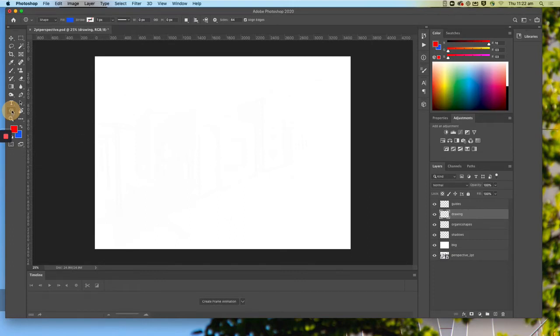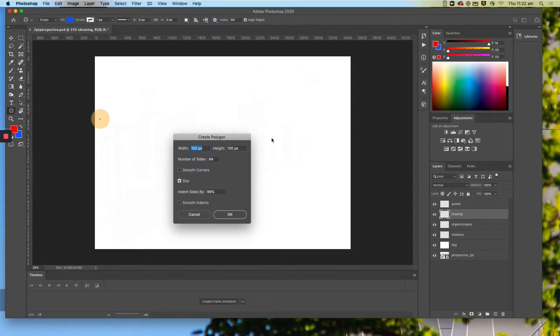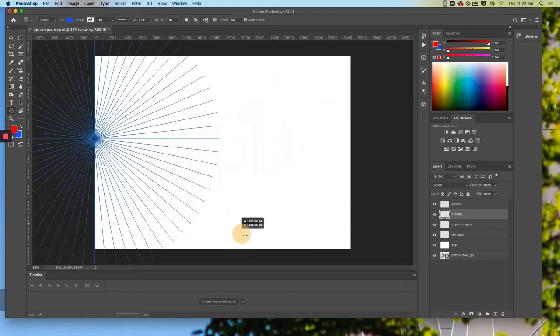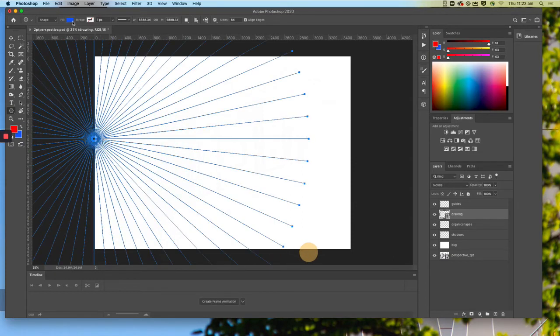So I'm going to use this polygon tool, and don't forget with the polygon tool, give yourself plenty of sides, make sure that you're indenting the sides by quite a lot, which means that the point is here, then when it's indented it's in, then it's out again, and you get that real star in there with hardly any center. So something like that.